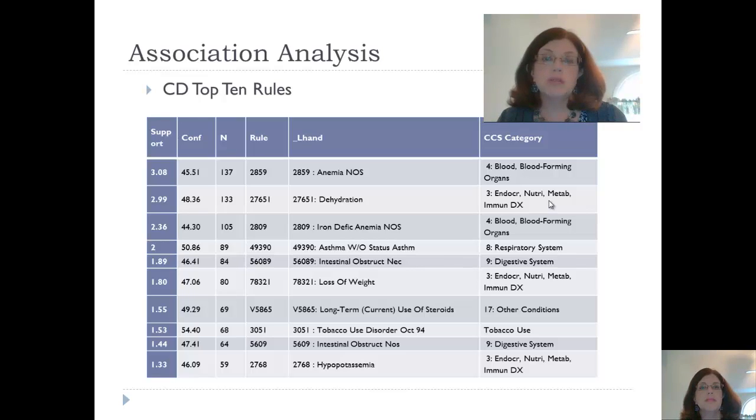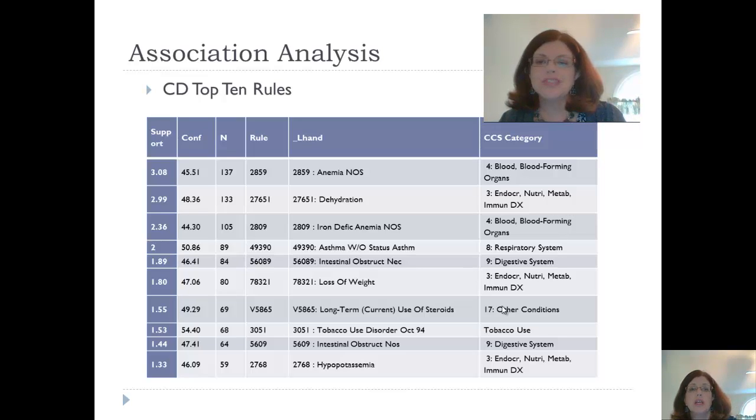Endocrine, nutrition, and metabolic conditions are where we thought we were going to end up. Folks with Crohn's disease have problems absorbing nutrients because their digestive system's not working. We used the same data source, the KID 2009 data.